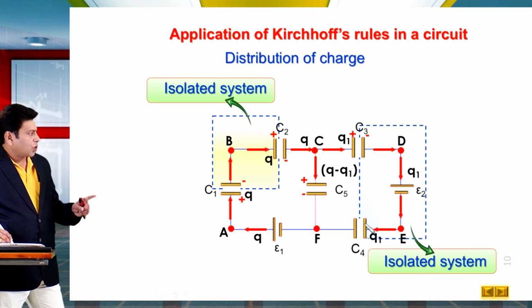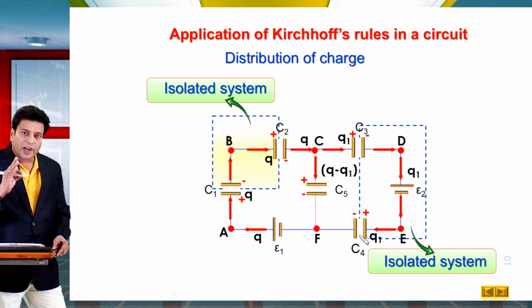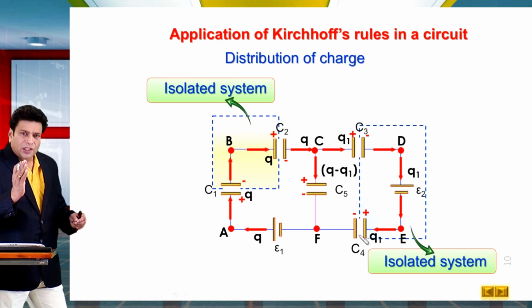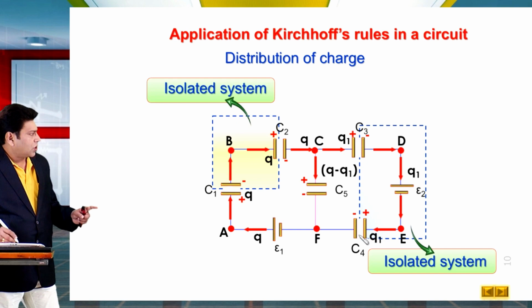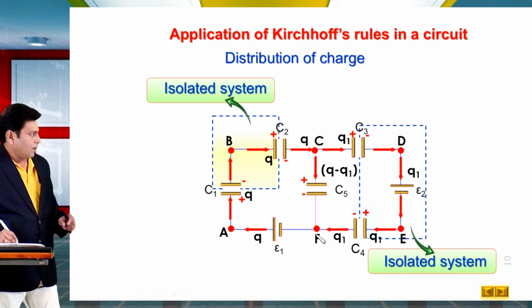And this will be the positive plate, and the facing plate should be negative. And from the negative plate, we can take charge out. So this charge Q1 will flow in this direction, and it will reach junction F.